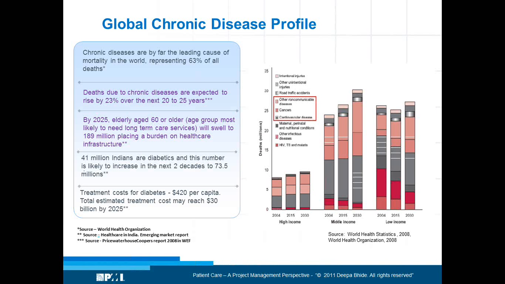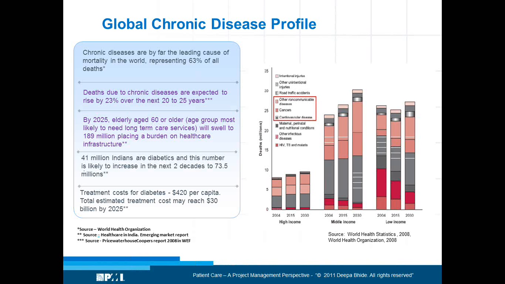Global chronic disease profile. The slide gives us an idea of the global chronic disease burden that is set to rise exponentially. The statistics make us well aware of the fact that we need to do something quickly to minimize the impact of this epidemic. As per WHO, chronic diseases are by far the leading causes of mortality in the world, representing 63% of all deaths, and by 2025 this number is expected to rise by 23%. The chronic diseases such as diabetes, heart disease, pulmonary cancers and others are on the rise all over the world, and India is no exception.